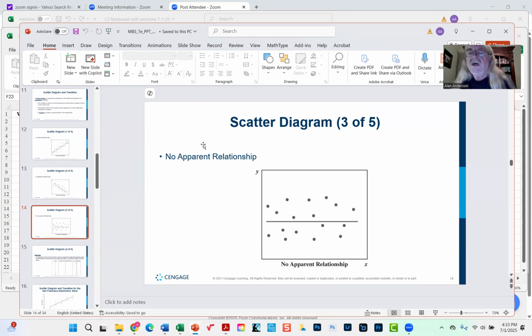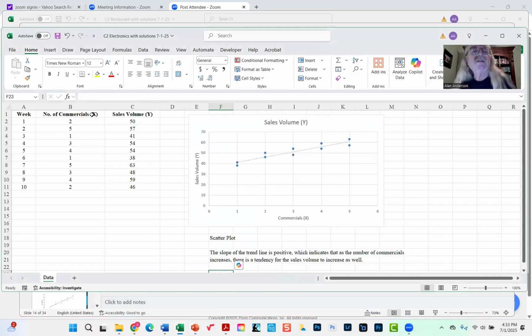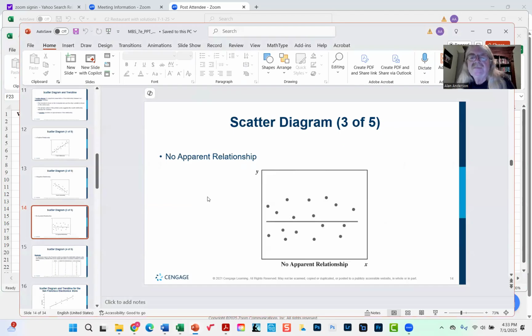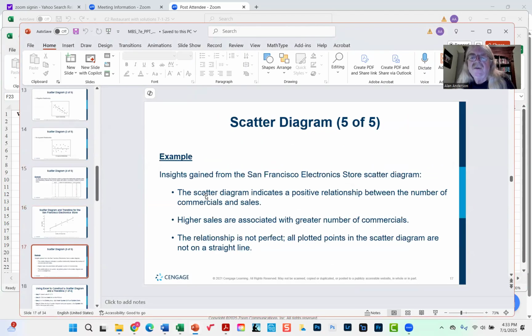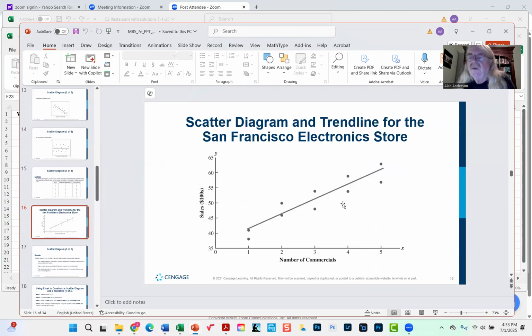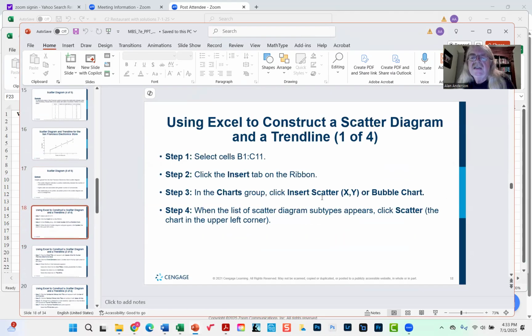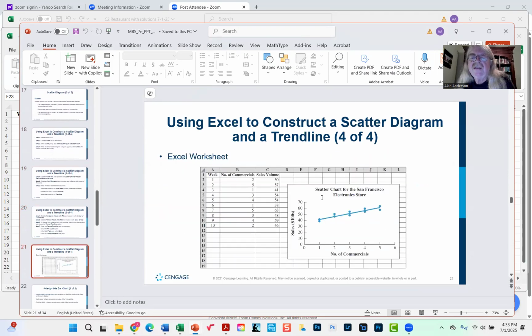And then sometimes you have a case where the two variables are just plain not related to each other at all. Like here, for example, if I replaced the number of commercials with the number of days that it rains, well, it's not likely that the sales of the store are being affected by the rain. So those two variables would not be related to each other, and then you would get a trend line which is basically flat. All right. So here's what we just did right here. They are explaining to you how to get a scatter plot in Excel, which is good.